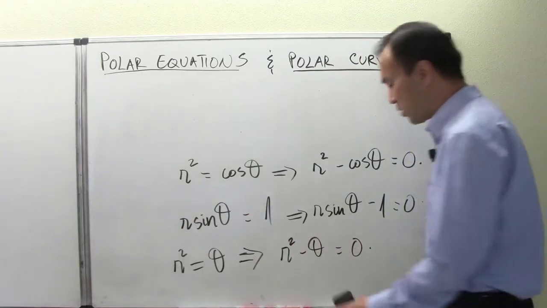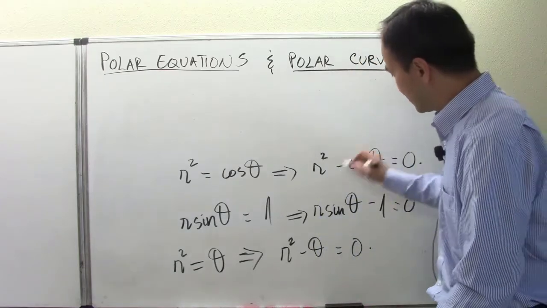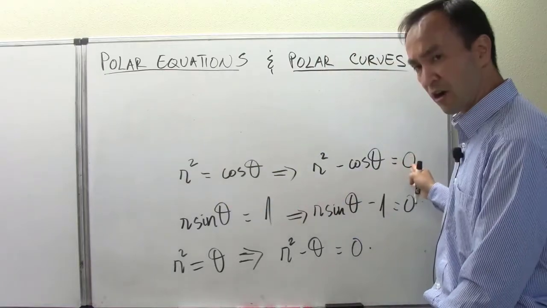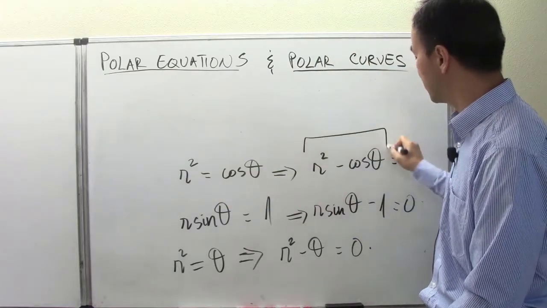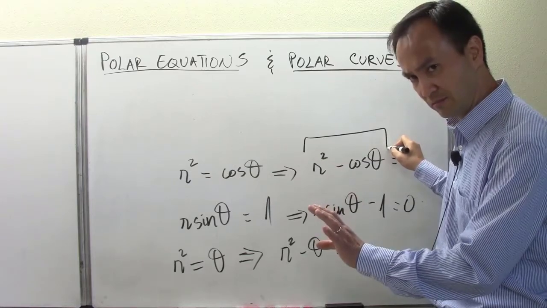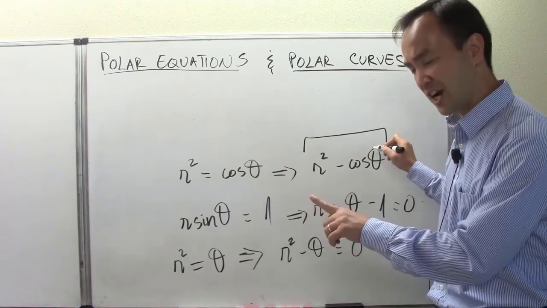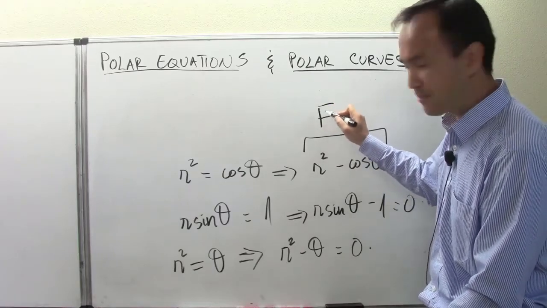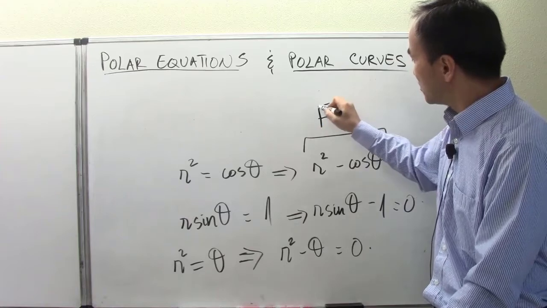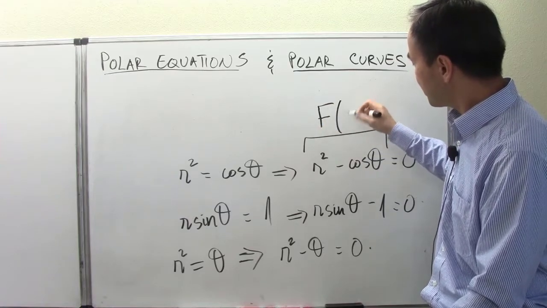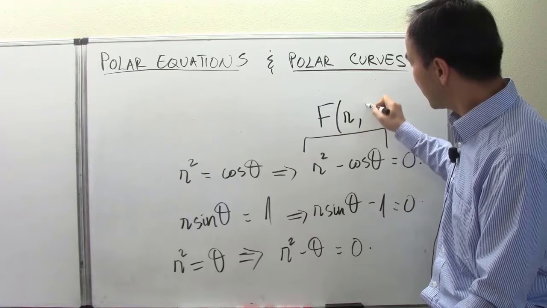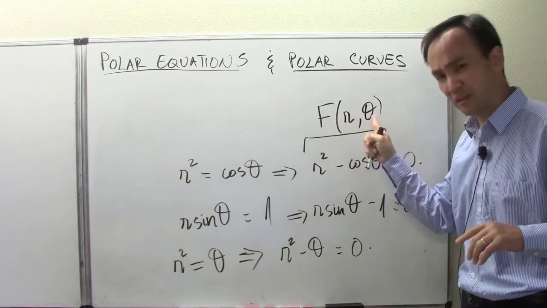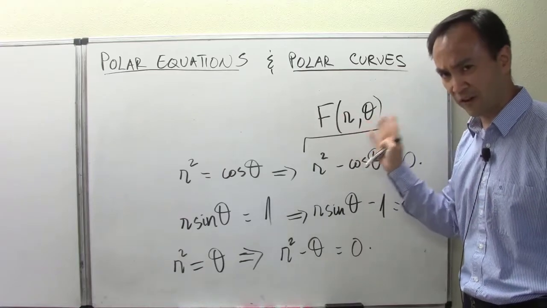So what have I been doing here? The point is that once we bring all non-zero terms to one side and leave a 0 on the opposite side, we can recognize that the non-zero side is simply some function, capital F, in terms of radius and theta. This is some function, and don't be worried that it's a function of two variables.